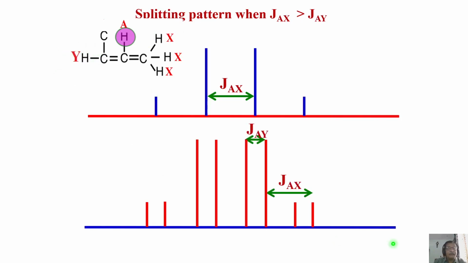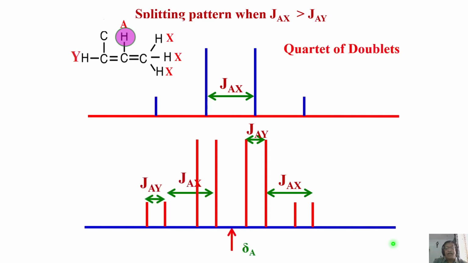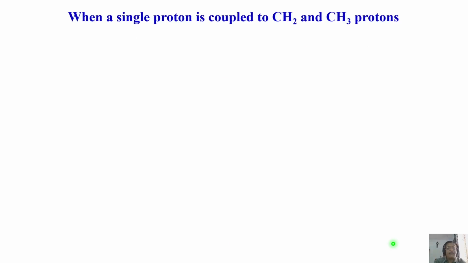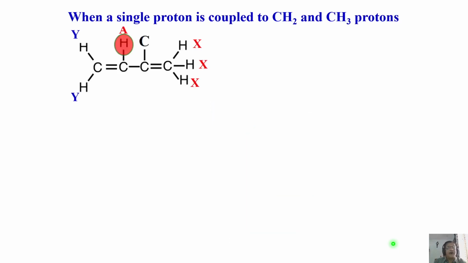What do you call this pattern? What is the largest coupling? Largest coupling is a quartet. And the smallest coupling is a doublet. It is called a quartet of doublets. Remember, it is called quartet of doublets. So, you can keep on extending the logic. One or two coupling patterns which you routinely use, I will tell you.